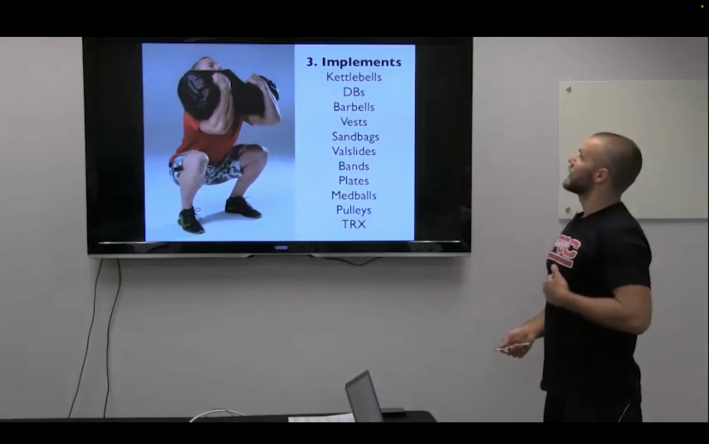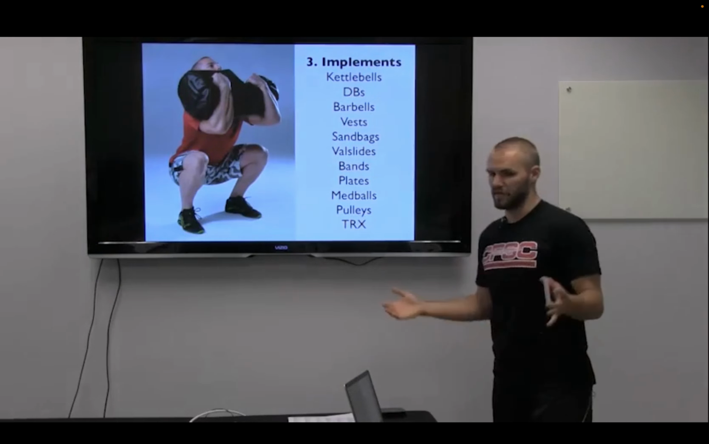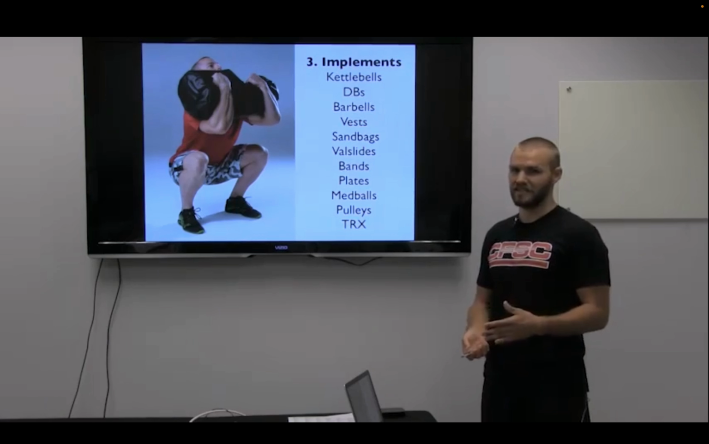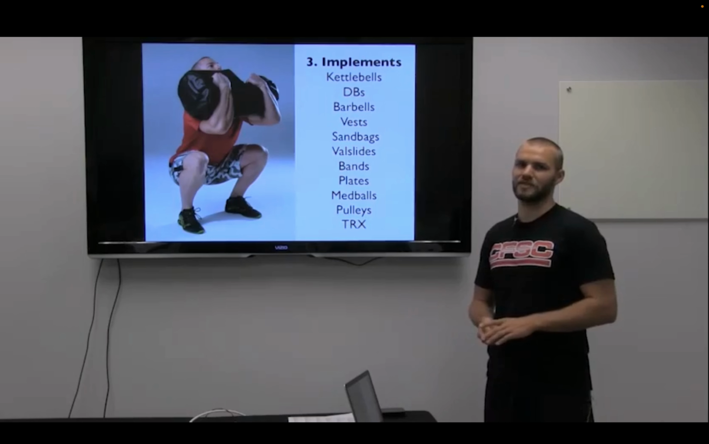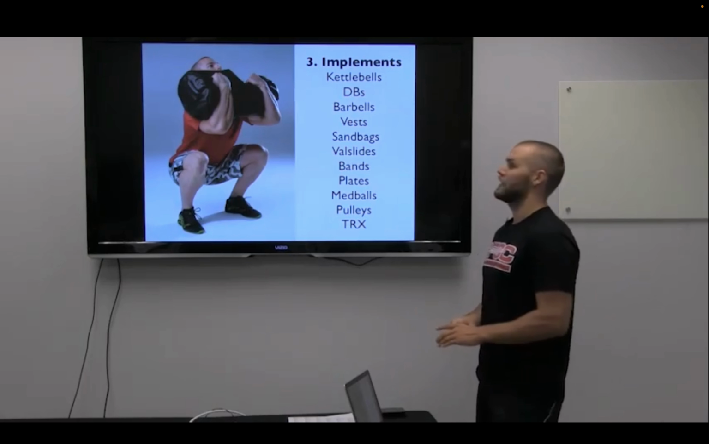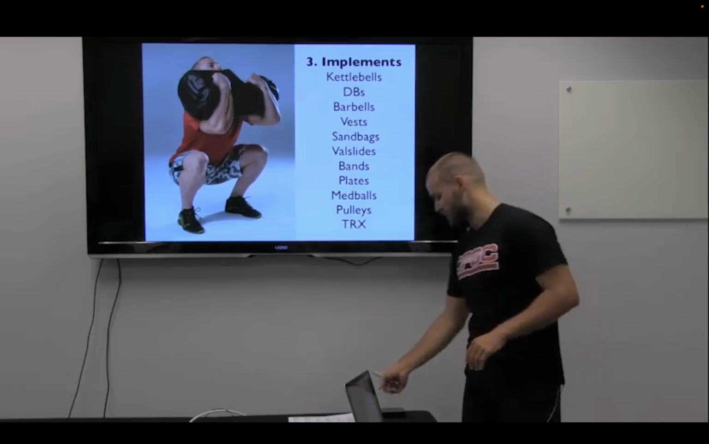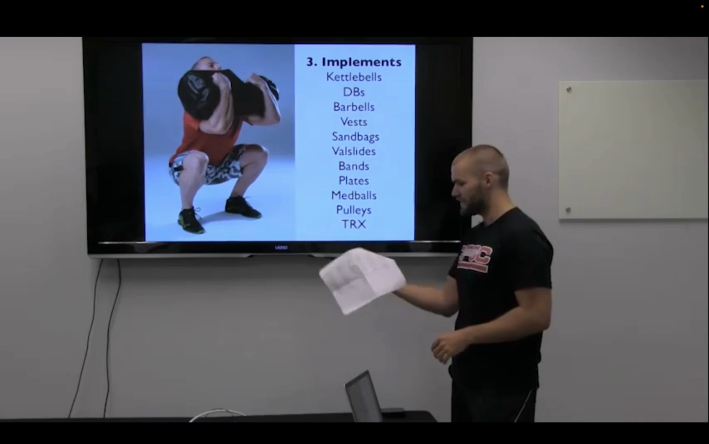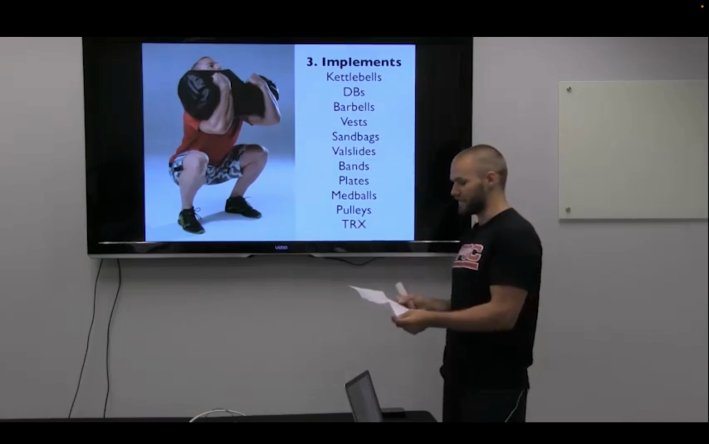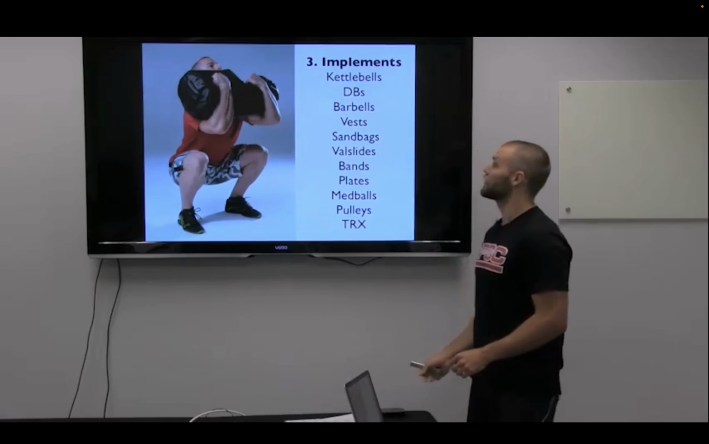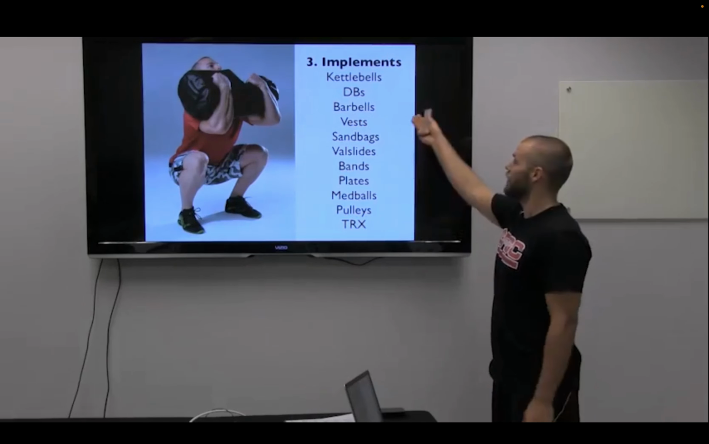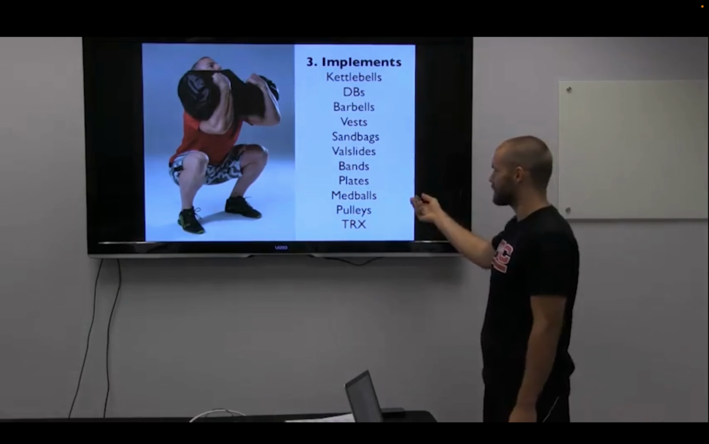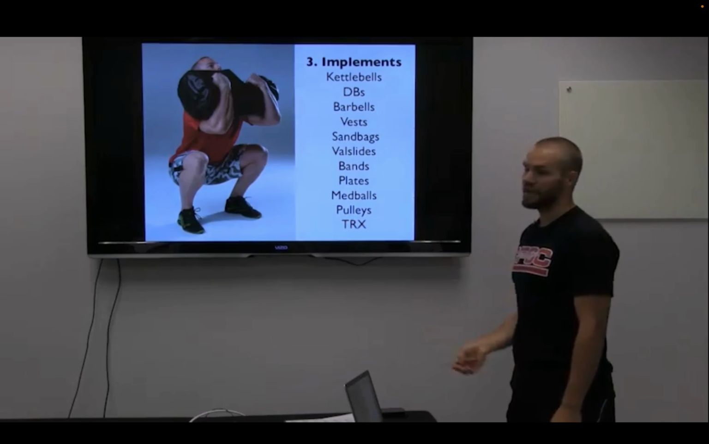All right, implements. There are all different types of things you can use at the gym. Luckily here at MBSC, we have access to every single toy you could possibly think of, so that's why our regression progression sheet shows that. If you only have dumbbells and weighted vests, then your regression progression sheet has to be a little bit different. For example, you can squat with kettlebells, dumbbells, barbells, vests, sandbags, bands, plates, med balls, pulleys, TRX.